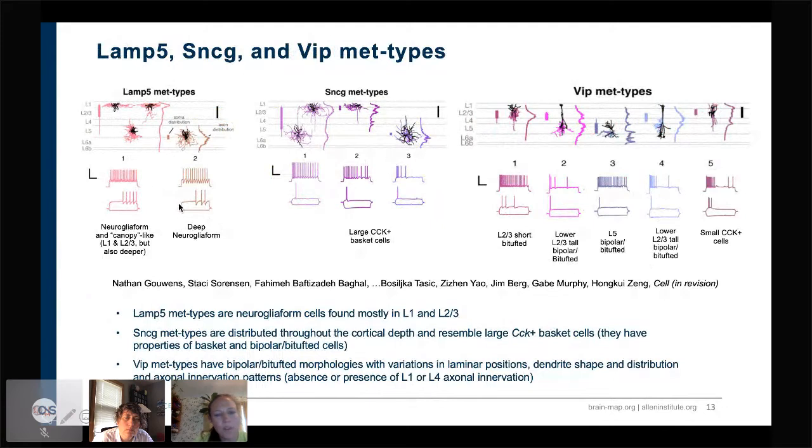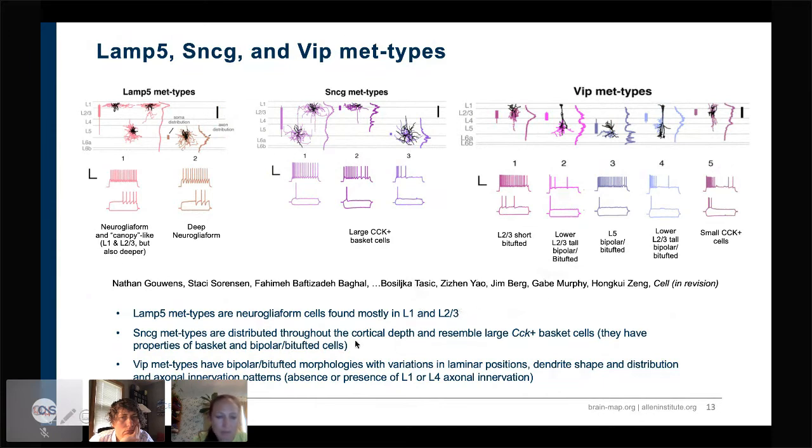So if we look at our LAMP5, SNCG and VIP MET types, we have two different LAMP5 MET types, both with neurogliaform cells, mostly found in layer 1 and layer 2/3 for MET type 1. And then MET type 2 is this deeper cell that mostly contains cells that have expressed the LHX6 gene. And then the SNCG MET types are distributed throughout the cortical depth and are an interesting type that resembles the CCK basket cells in terms of their gene expression.